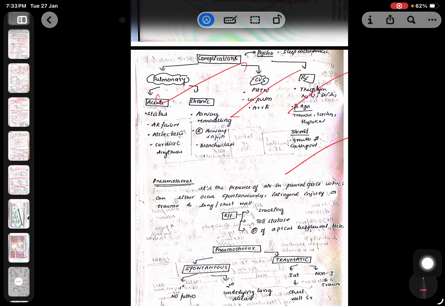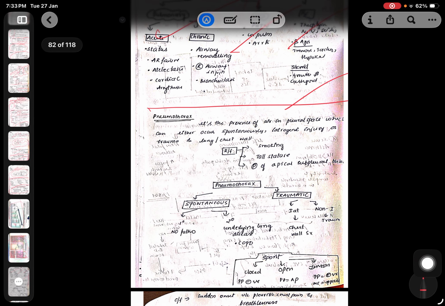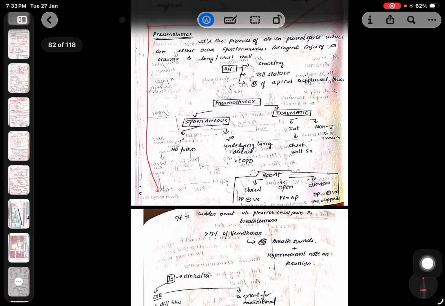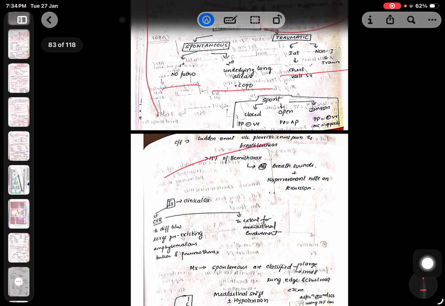Then these are the complications, again all the systemic complications. I'm sure you know them. Then coming to pneumothorax, that means there is air in the thoracic cavity. It might be either spontaneous or traumatic. Though pneumothorax is a surgical topic, I don't know why they asked it, because of these risk factors, I guess. These are the clinical features.